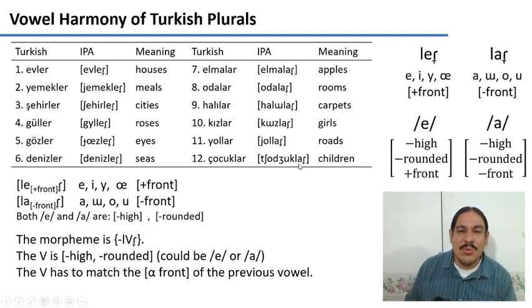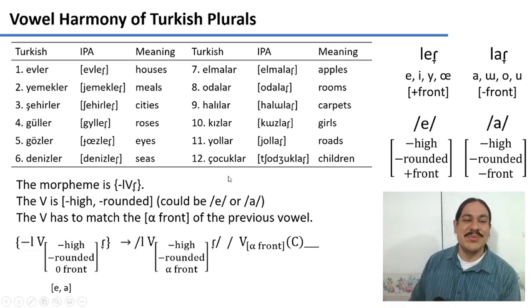It then has to go get its setting for frontness from the previous vowel. So for example, in odalar, this a is going to be minus high, minus rounded, but it's going to have a zero frontness. And so it has to go match its frontness to the last vowel of the root, a. Because this one is minus front, so will this one be. This one is going to be minus high, minus rounded, minus front. Odalar.